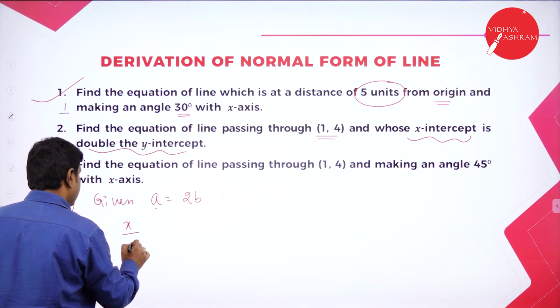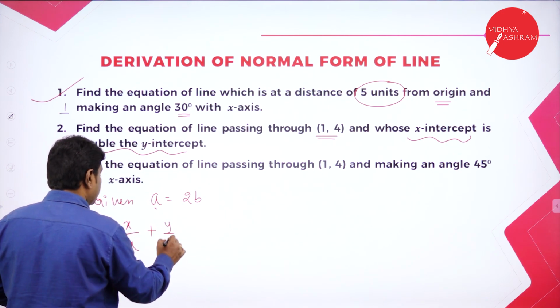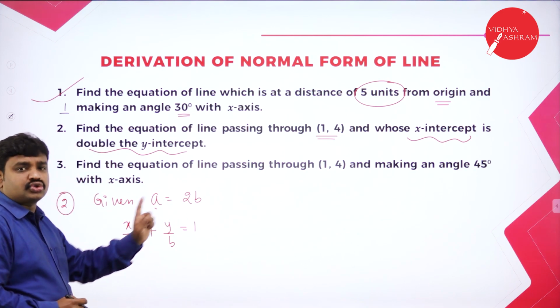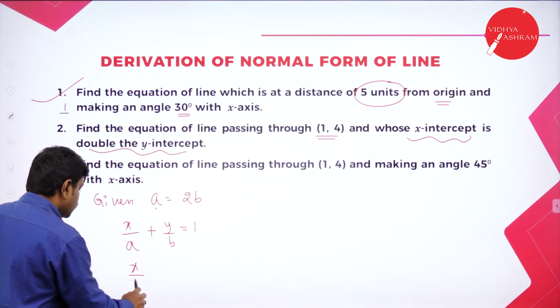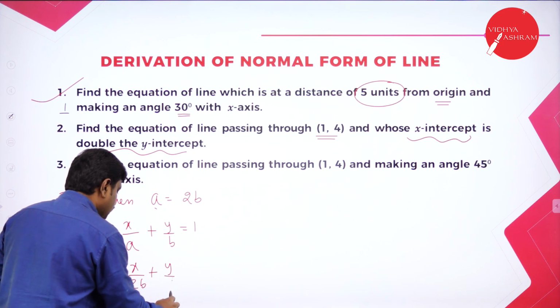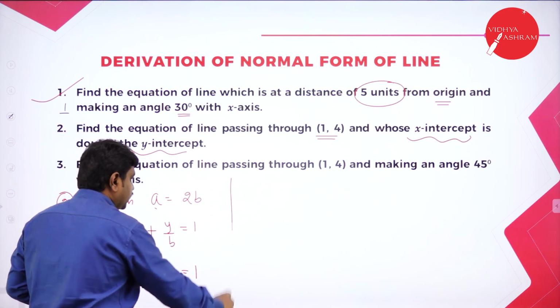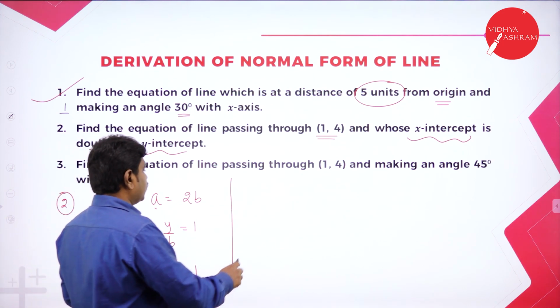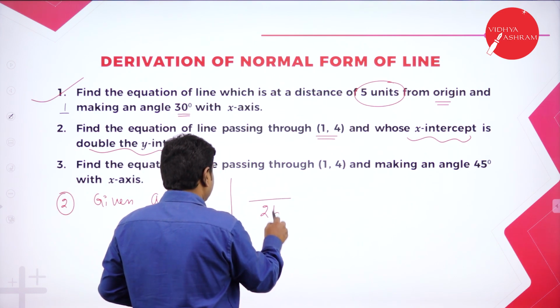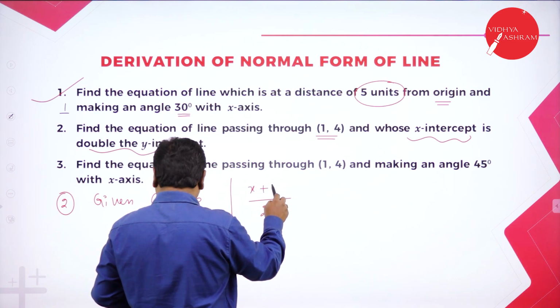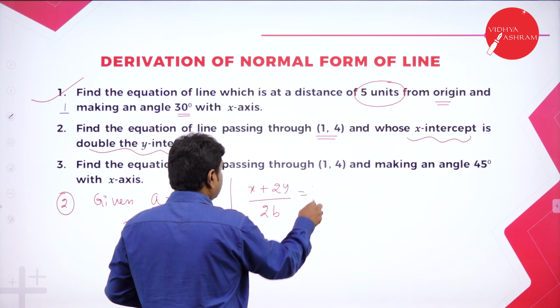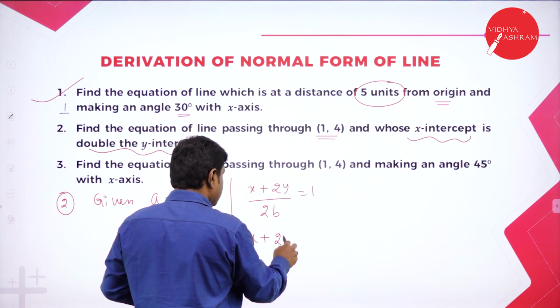So first I'll write the intercept form. The required line is x by a plus y by b equal to 1. But they gave a hint: the value of a is 2b. So in place of a, I'll put 2b. x by 2b plus y by b equal to 1. Further, I'll take the LCM. The LCM of 2b and b is 2b, and the numerator is x plus 2y, equal to 1, or the answer is x plus 2y is equal to 2b.